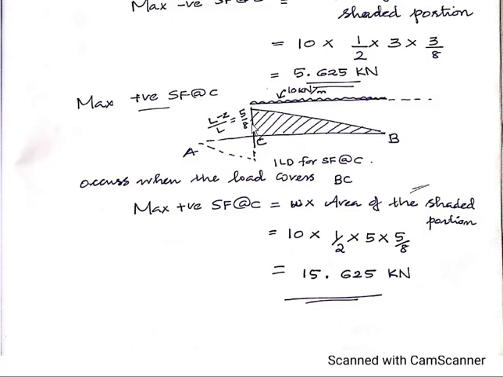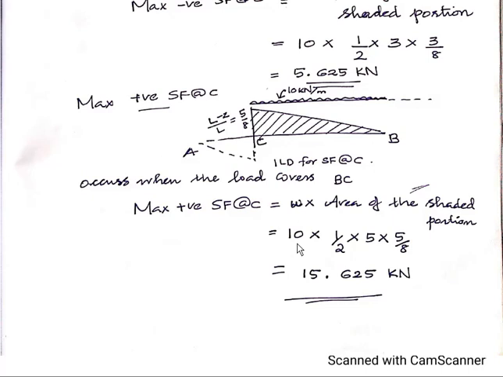And the maximum positive shear force value at C is equal to W into area of the shaded portion. This ordinate is L minus Z by L, which is equal to 8 minus 3 by 8, that is 5 by 8. This ordinate is 5 by 8, and this length is L minus Z, or 8 minus 3, 5 meter.